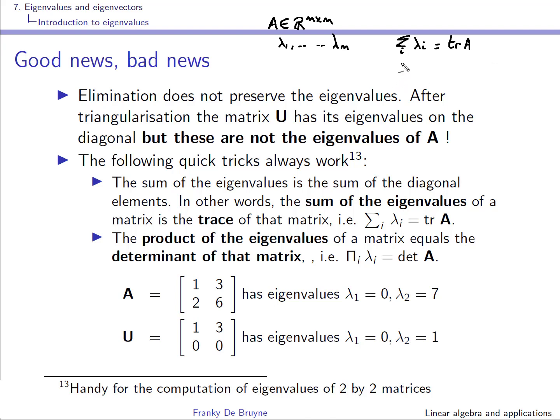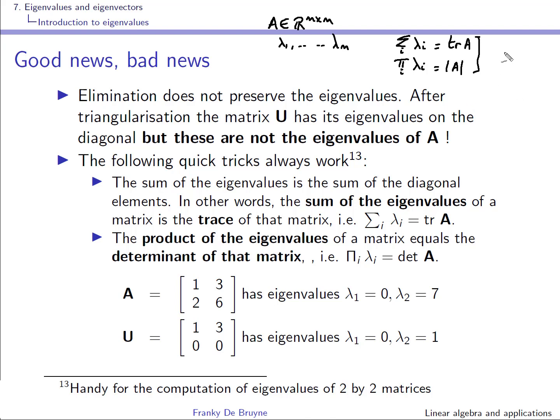You can also take the product of the lambda I, and this will be the determinant of A, and this comes in handy to check in general for any matrix. So you have computed the eigenvalues, check if these two properties hold. If it's not the case, you have made a mistake in the computation of the eigenvalues.